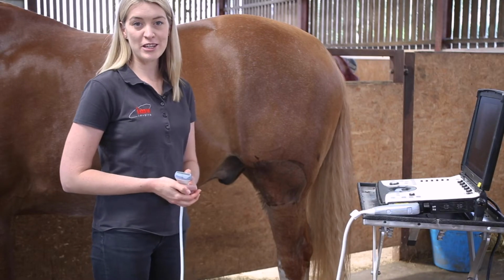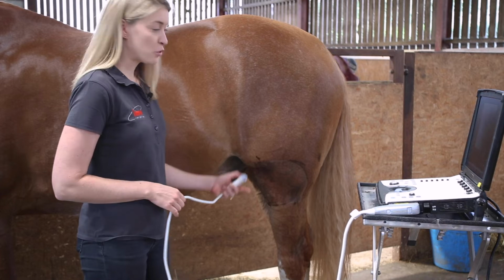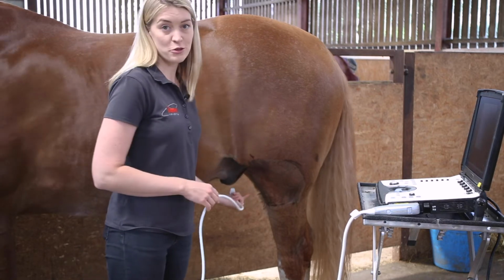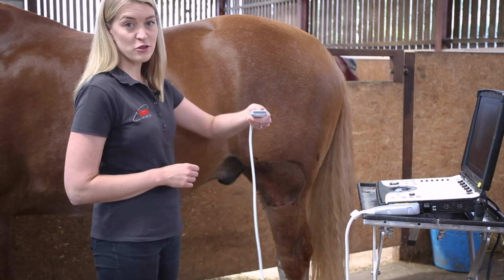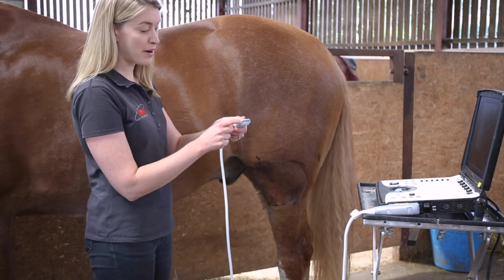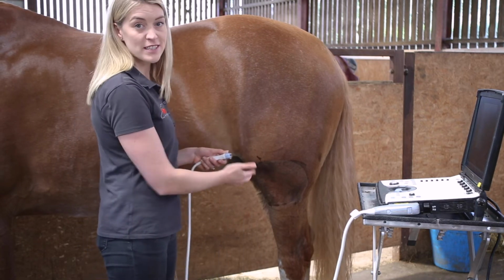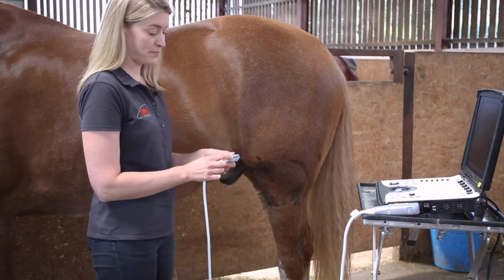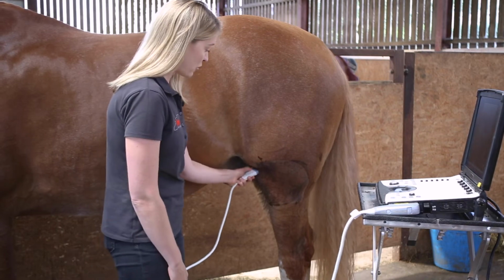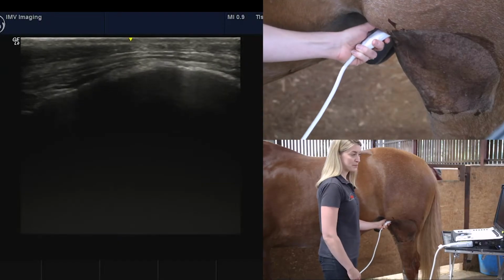I'll start by imaging the middle patellar ligament. This is a taut structure easily palpated on the dorsal aspect of the stifle. I start with the probe in a transverse orientation with the probe marker towards the lateral aspect of the stifle, which means that on the image, lateral is to the left of the screen. I'll place the probe over the patella.